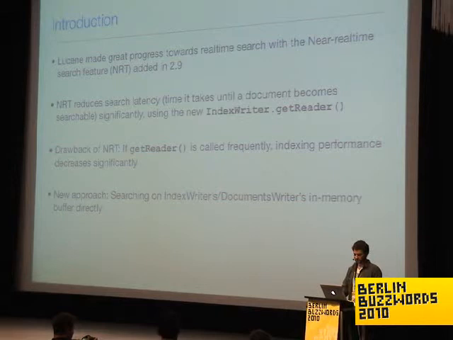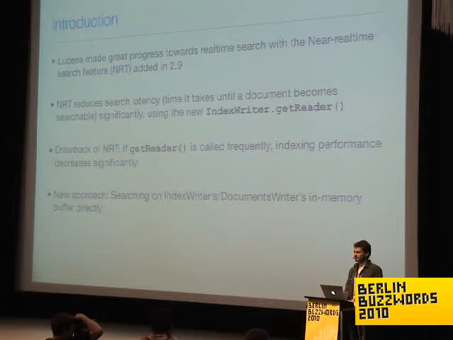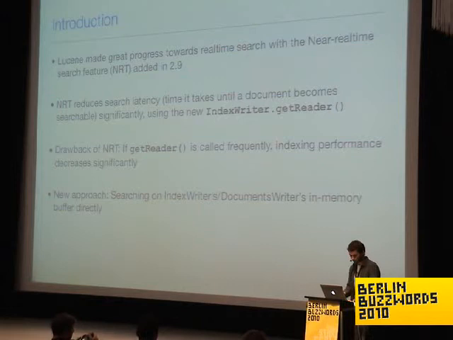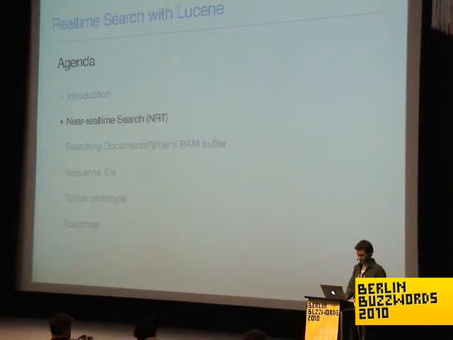But there's a big drawback of the current approach. If you call this new API that we added in 2.9 very often, that slows down your indexing performance significantly. So at Twitter we work on a different approach that lets you concurrently search on the in-memory data structures that are used for indexing, and we implemented lock-free algorithms and data structures for that. But let's start first with the current near real-time search approach in Lucene.